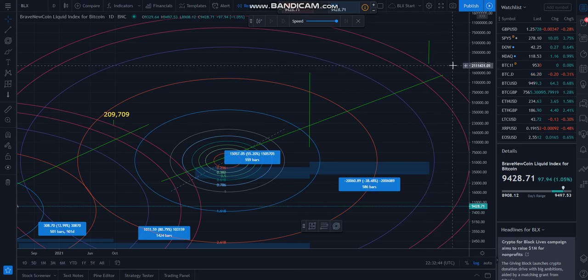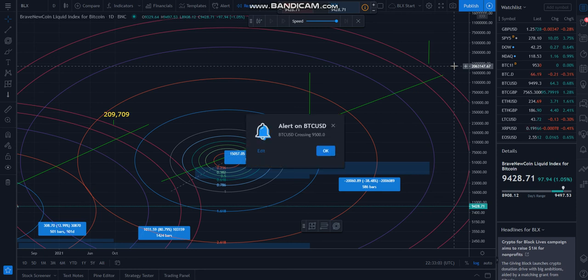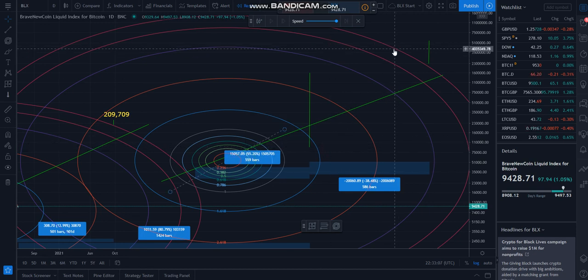And then if we go across to the right, it's going to give us a value of 2,063,147. 147, that's not bad, is it? 2,063,147. I'll leave that with you.